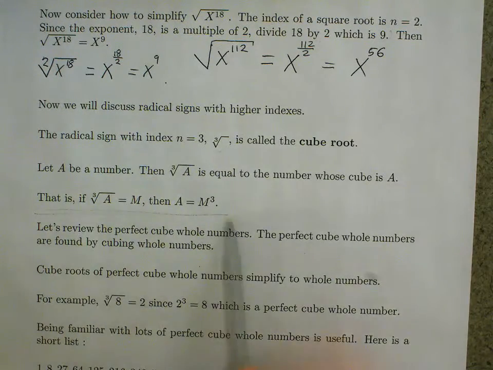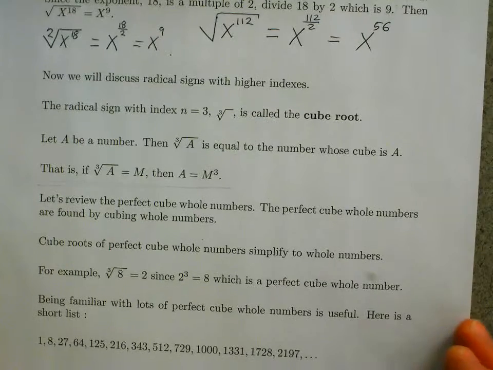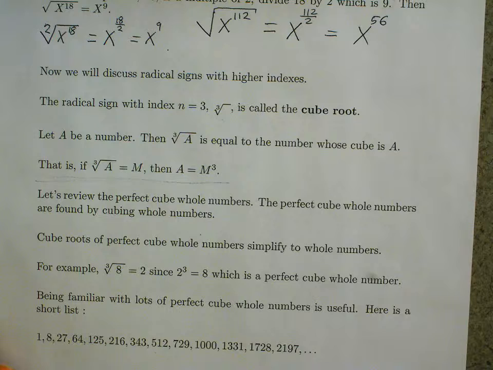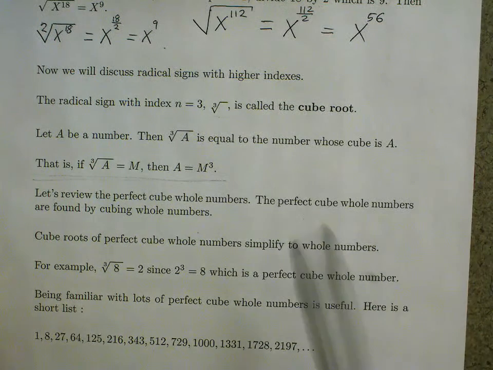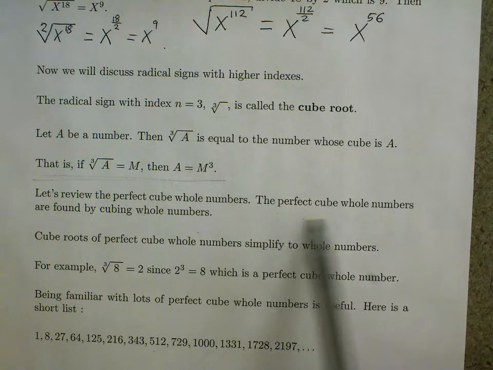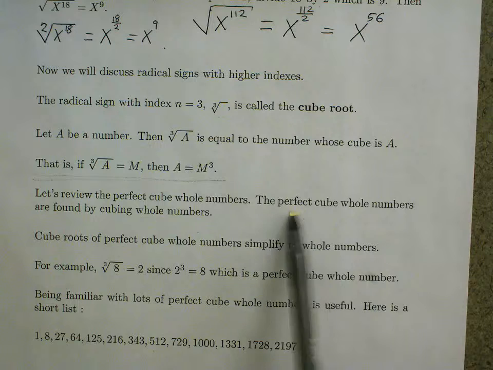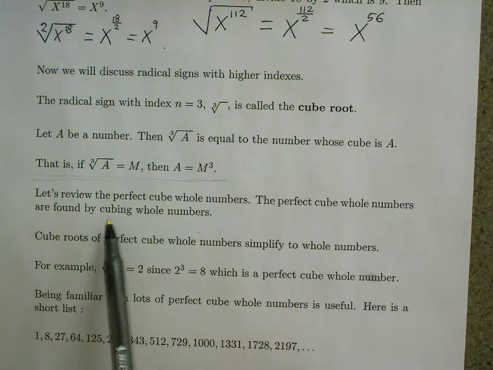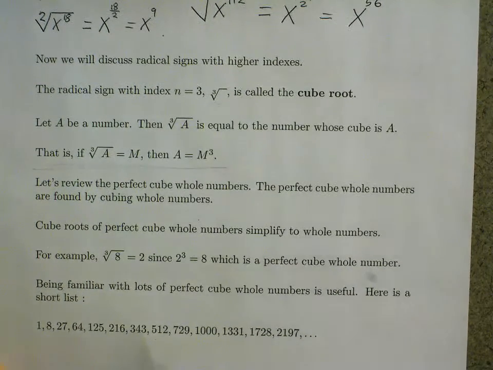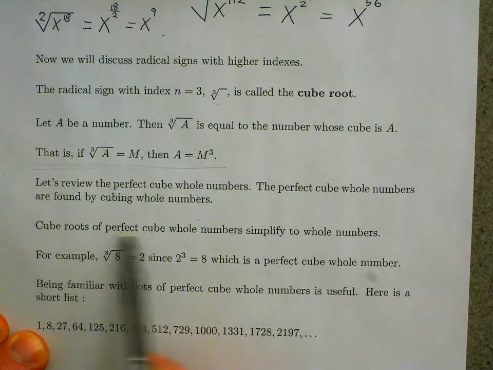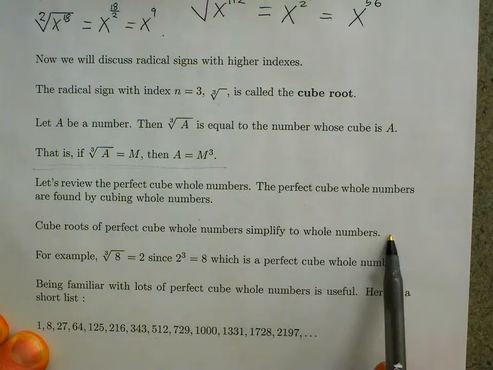Okay, for cube roots, we want to know what some of the perfect cube whole numbers are. We looked at a list of perfect square whole numbers a few minutes ago. Now we'll focus our attention on perfect cube whole numbers. The perfect cube whole numbers are found by cubing whole numbers, in other words, raising whole numbers to the third power. That's what it means to cube a number. So cube roots of perfect cube whole numbers simplify to whole numbers.